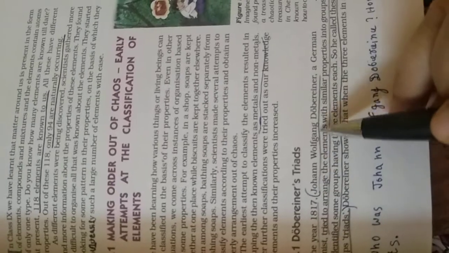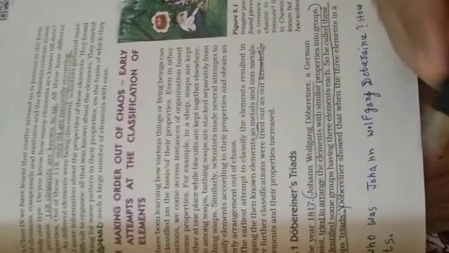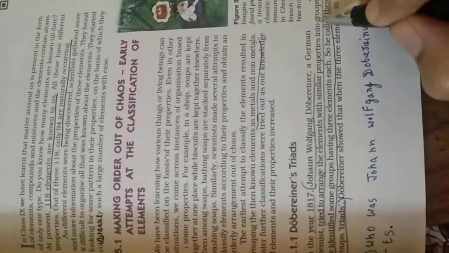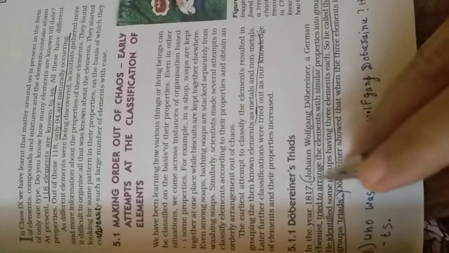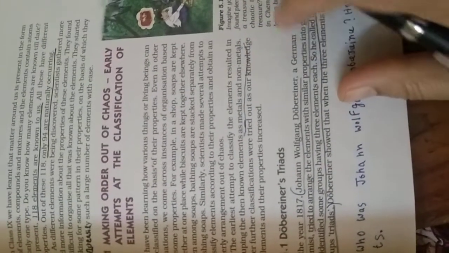First we'll see about what is Dobereiner's triad. In 1817, Johann Wolfgang Dobereiner, a German chemist, arranged the elements in such a way that similar properties were put into groups. He identified some groups having 3 elements each.